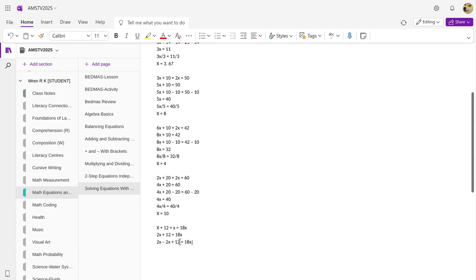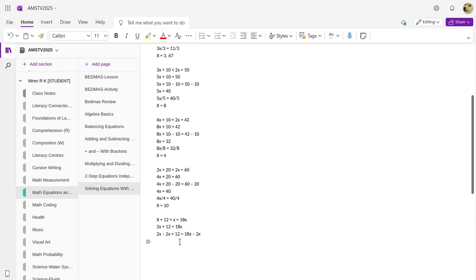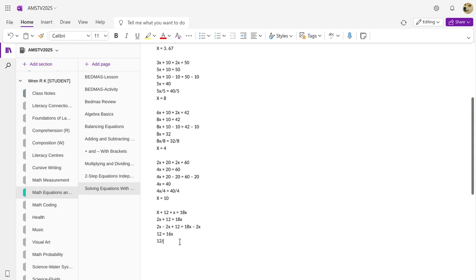All right, I gotta make that x be all by itself. How do I do that? Divide by 16. 16x divided by 16, x equals... What can I cross out? 12 divided by 16 is 0.75.